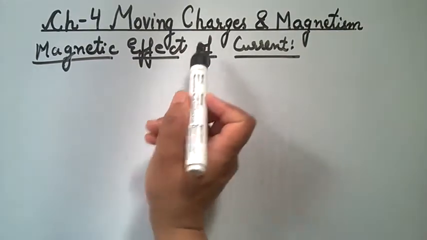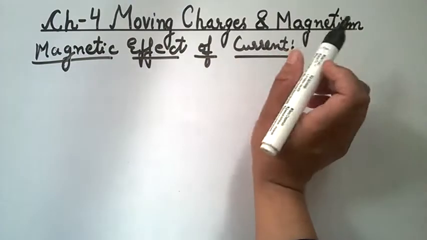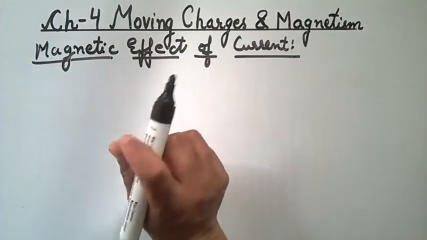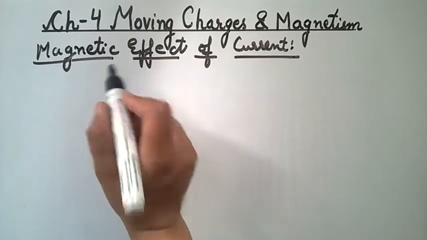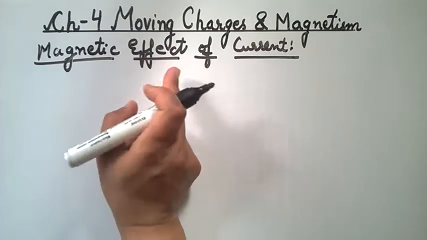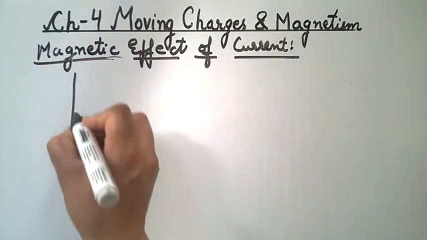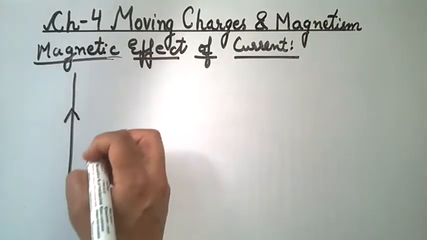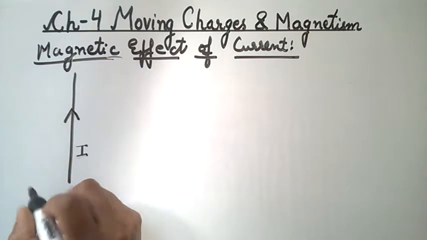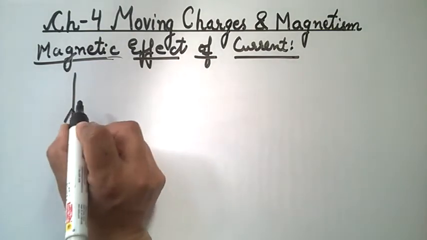Charges and magnetism. In this chapter, we will study about the motion of charges and the value of magnetic field at a point due to a current carrying conductor. We have studied in our 10th class about magnetic effects of current. Magnetic effect of current is that when a current carrying conductor is having current in a wire or in a conductor, then the magnetic field is produced around it.